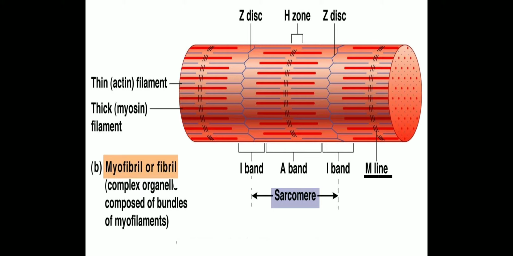So here the dark band, that is A band, contains a light area, that is H zone. H zone contains a line in the center. That line is called M line. A bands are made up of myosin and actin. On either side of A band, you will find light bands are present. Light bands are called isotropic or I bands. These I bands contain only actin.